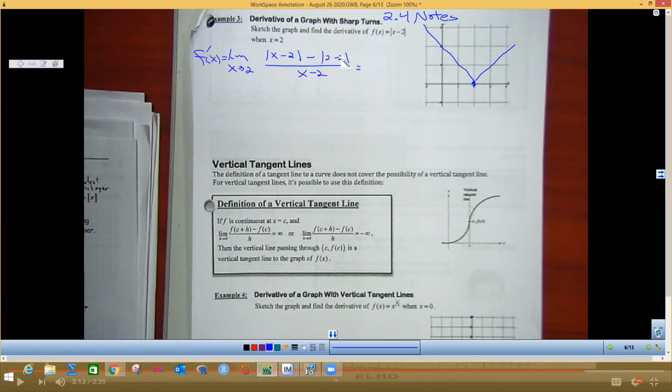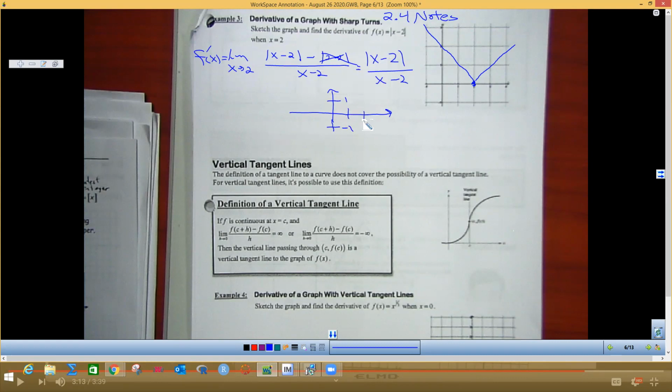So when I do this, I hope we all see the numerator goes to 0. So I have the absolute value of x minus 2 over x minus 2. What I like doing on a graph like this is graphing it. So if you recall, we graphed this same type of graph earlier.